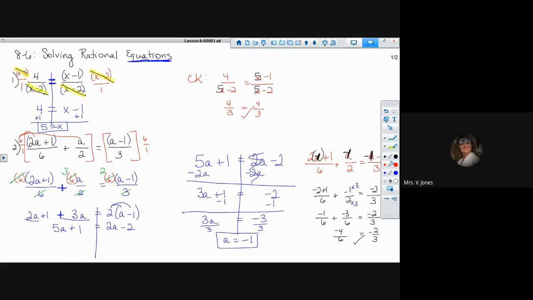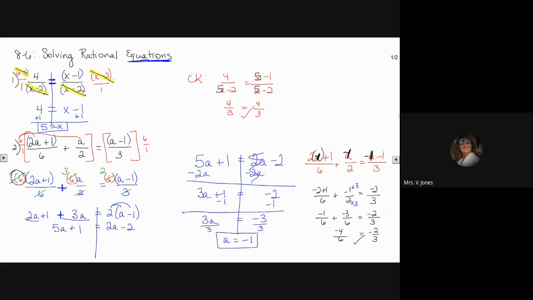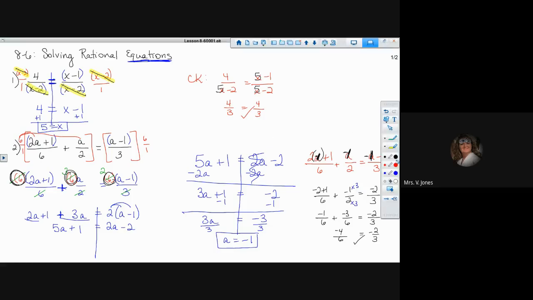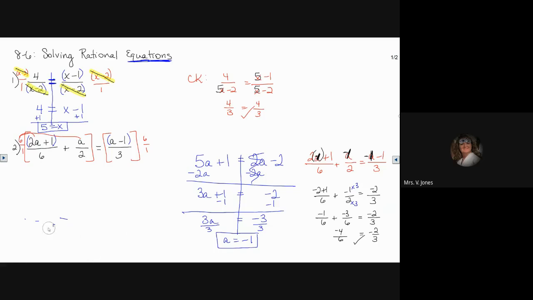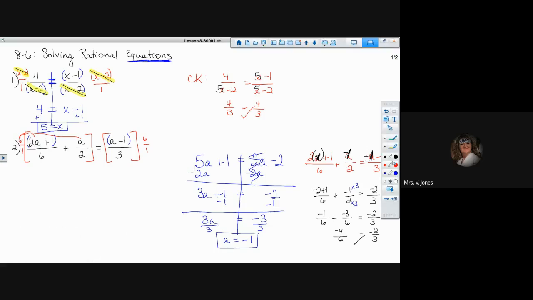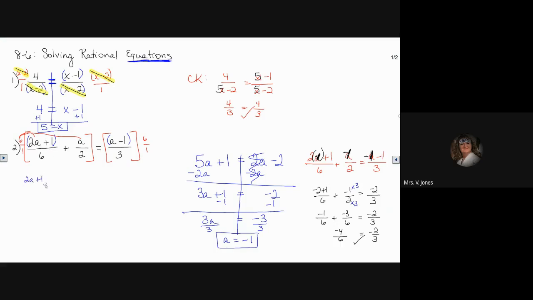All right, now, someone else might ask, what if instead of multiplying by a 6, I had multiplied by a 2 or 3? Okay, so I'm going to run through that with you. I'm going to erase what I've got here and run through that scenario with you real quick. All right, so if someone had done that, if they had this over 6 and a over 2 equals a minus 1 over 3.